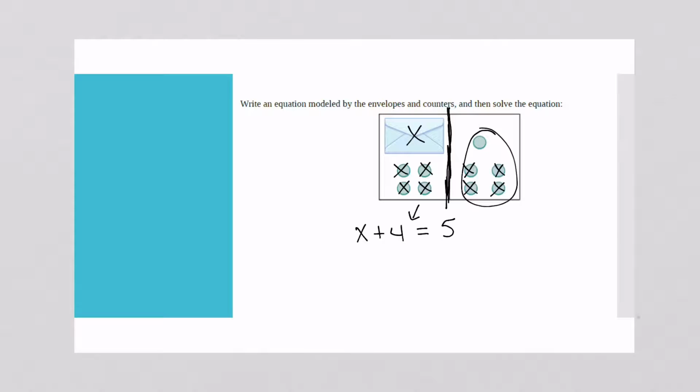So what has to be in the envelope? Well, what has to be in the envelope is just this one little circle right there. So that is another way to model an equation. If you were to solve this, what plus 4 equals 5? 1 plus 4 equals 5. So x is equal to 1.